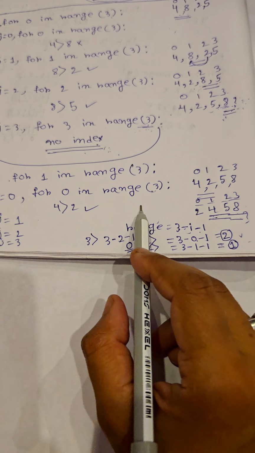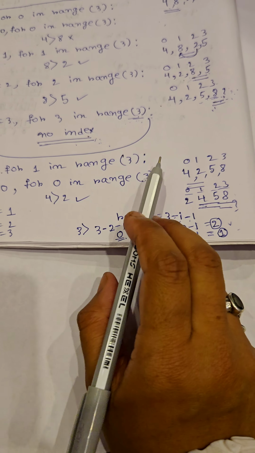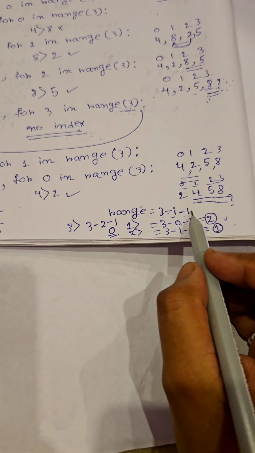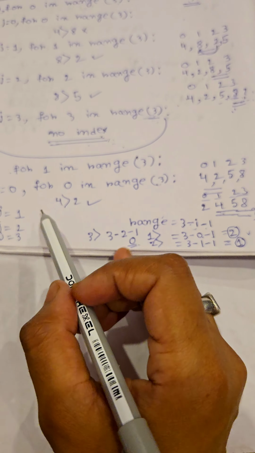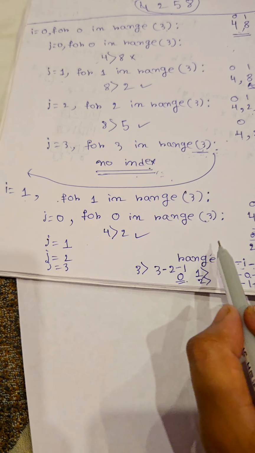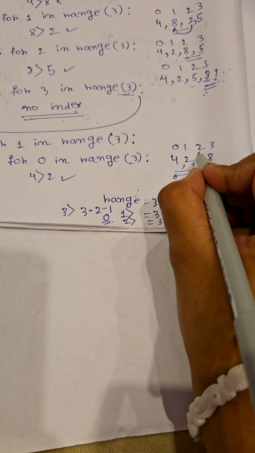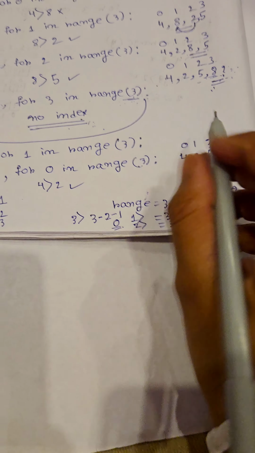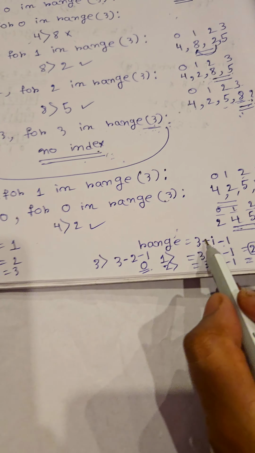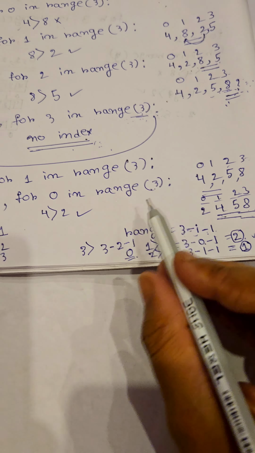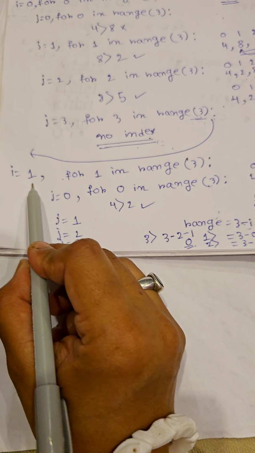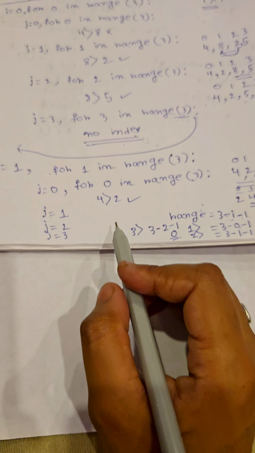So the range function will give 2, and the j value will go from 0 up to index 2, so it will check indices 2 and 3. So it's fine. So better we write 3 minus i minus 1, that is 2, and then again when i equals 1, the inner for loop will run again.